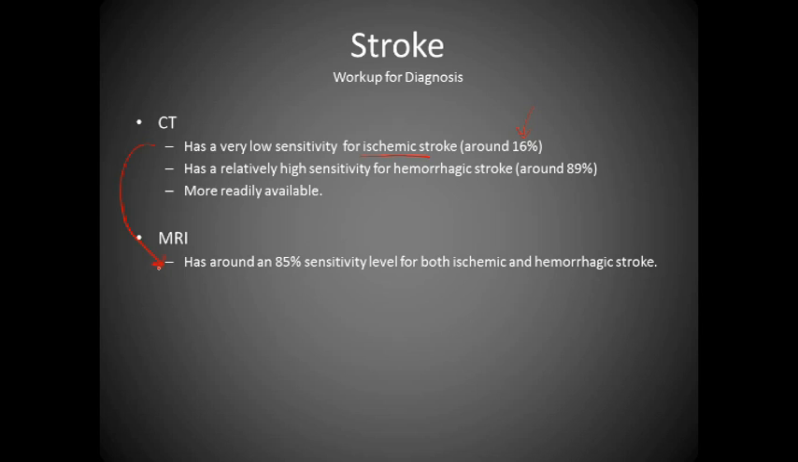However, if you compare detecting ischemic stroke in CT to MRI, we see that MRI has around an 85% sensitivity level for both ischemic and hemorrhagic stroke. And so MRI can really detect ischemic stroke where CT can't. And so if you're looking for an ischemic stroke, chances are MR is going to give you a better outcome for that. CT, though, has a relatively high sensitivity for hemorrhagic stroke, around 89%, which is 4% greater than MR. However, the big thing about CT is that it's more readily available than MRI. However, in the cases of looking for ischemic stroke, CT just kind of falls through the cracks here.